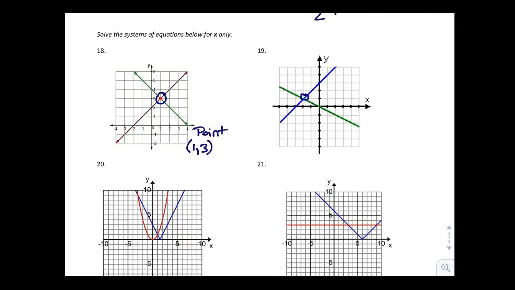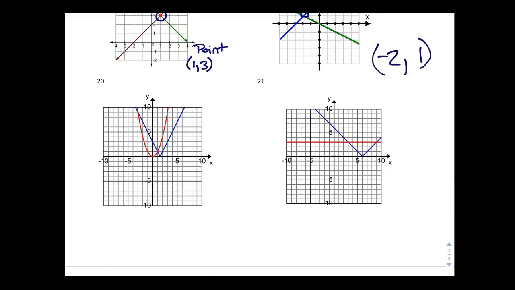Again, point. This is 2, and it's negative. Up 1, it's a point. It goes in parentheses. Line across, crosses here, crosses here. You tell me what points those are at. Crosses here, crosses here. You tell me what points those are at.